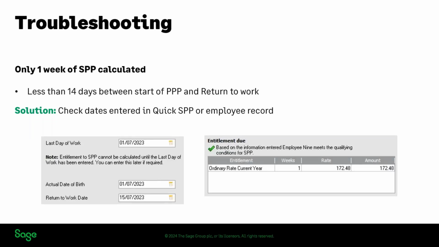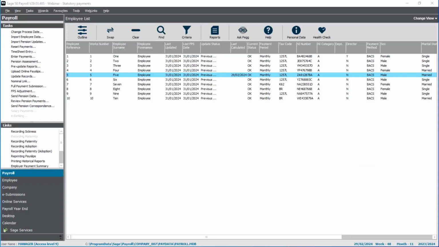One other potential issue you might come across is where you've entered some dates and you're expecting 2 weeks of statutory paternity pay, but only 1 week is calculated. That is almost always because there are less than 14 days between the start of the paternity pay period and the return to work dates. So double check the dates you've entered. Keep in mind the last day of work is the day before the paternity leave begins. So there needs to be a clear 14 days between that date and the return to work date in order to qualify. So I've got an example of this one as well.